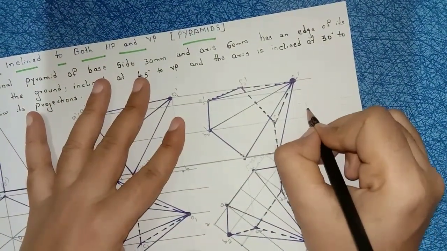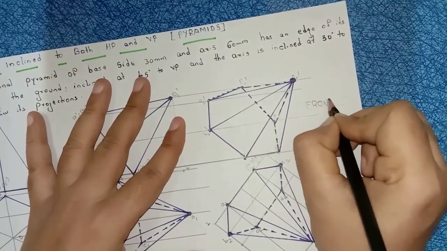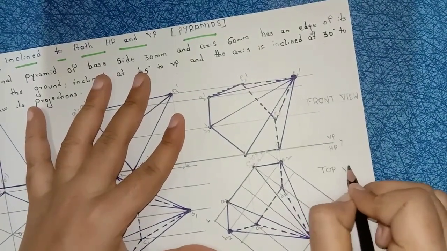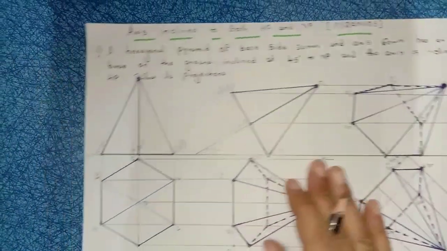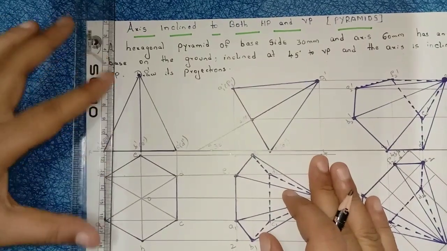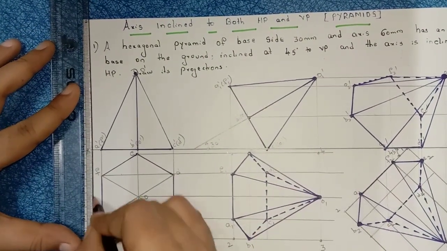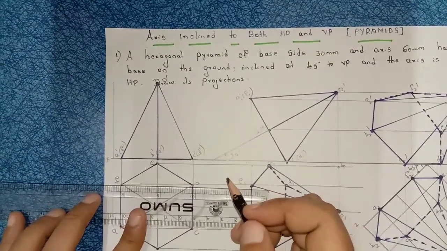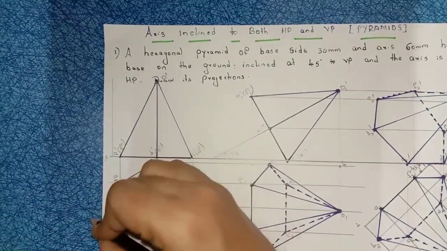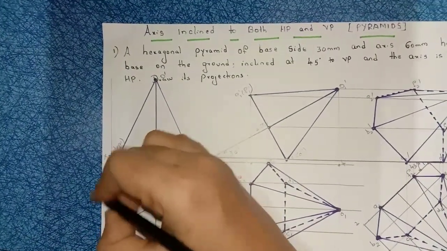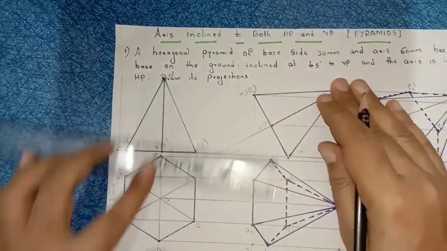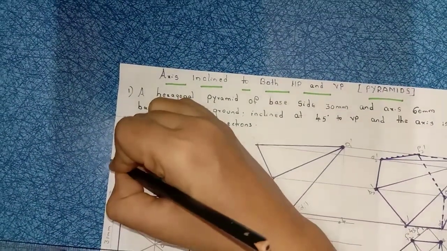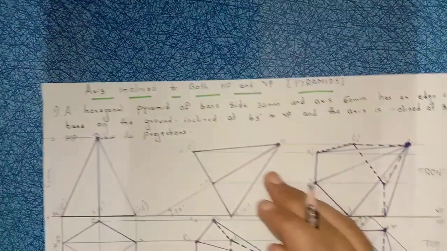Above the reference line take height 5 mm and write down this is your front view. Below the reference line take height 5 mm and write down this is your top view. Right, so in the question they mention hexagon height, hexagon length and axis height. So hexagon length, this is 30 mm, and axis height is here, this is your 60 mm. So this completes your hexagonal pyramid problem.